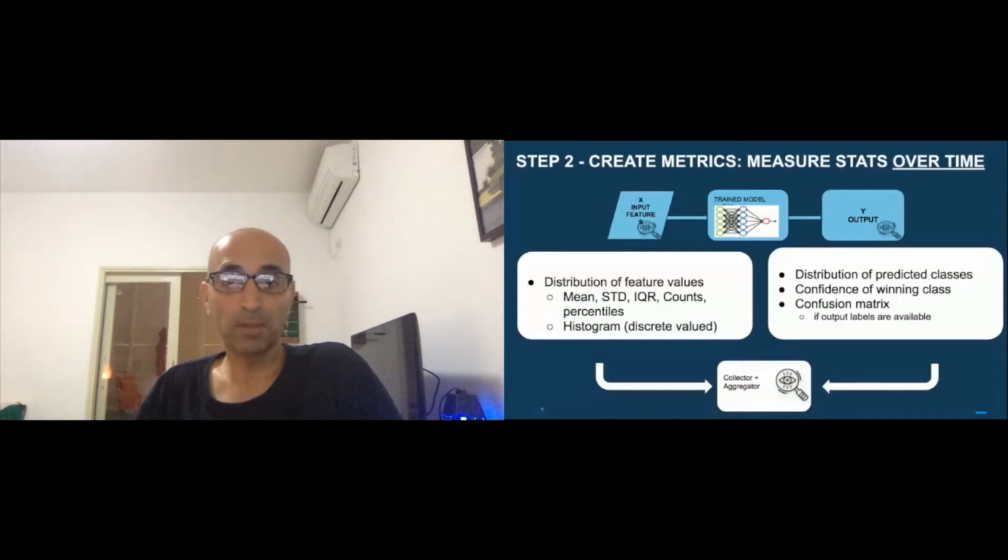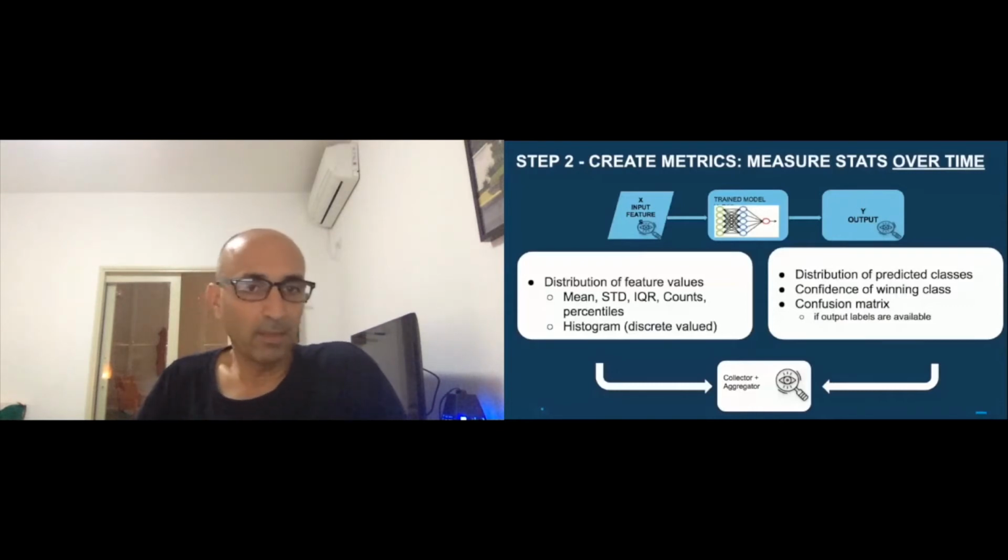The confusion metrics is definitely available when you're doing the training and testing phases of your models. It's not always available in production itself. But you can gain a lot of insights from looking at the other two: the distribution of predicted classes and the confidence of the winning classes.